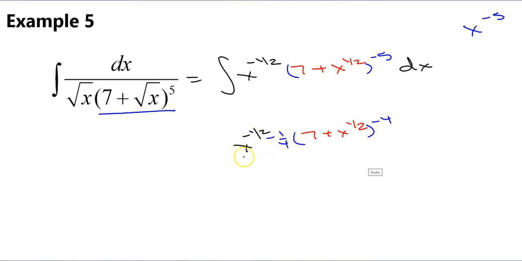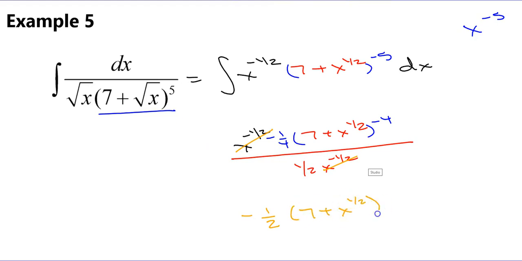So now, step 2, divide by the derivative of the inside, which is the red. Well, the derivative of 7 is 0. Derivative of x to the 1/2 is 1/2 x to the negative 1/2. And you can see here, good news, those go away, right? So I have negative 1/4 divided by 1/2. Well, dividing by 1/2 is the same as multiplying by 2. So 2 times negative 1/4 is negative 1/2. And then I've got the quantity 7 plus x to the 1/2, all to the negative 4th power.